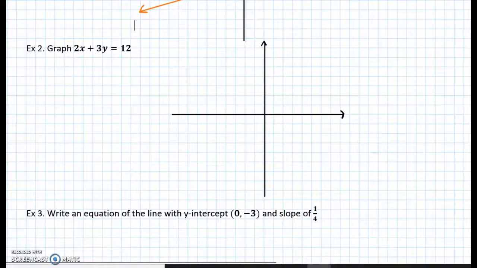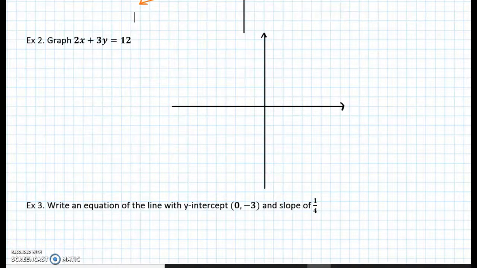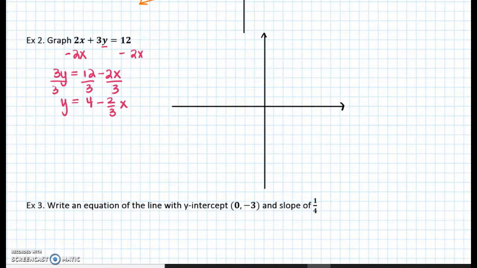Okay, next they gave you 2x plus 3y equals 12. So notice this time they didn't give it to you in slope-intercept form. So we're going to isolate the y here. So I'm going to subtract 2x, and I'm going to get 3y equals 12 minus 2x. And then I'm going to go ahead and divide by 3, and I get y equals 4 minus 2 over 3x. So my slope is -2 over 3, and my y-intercept is 4.